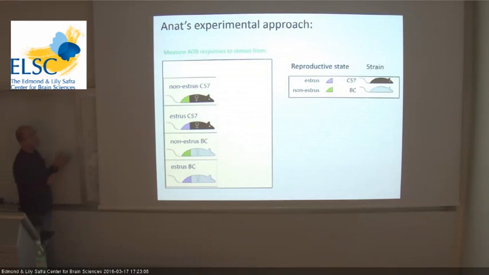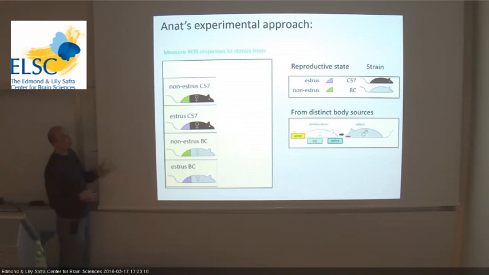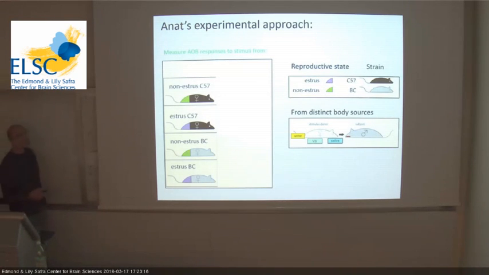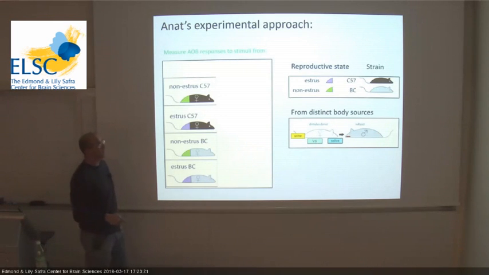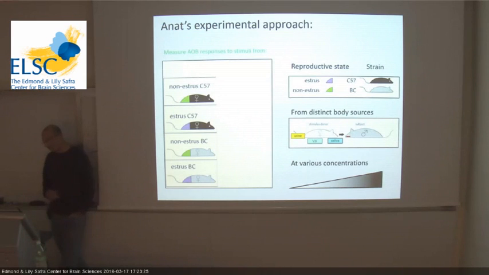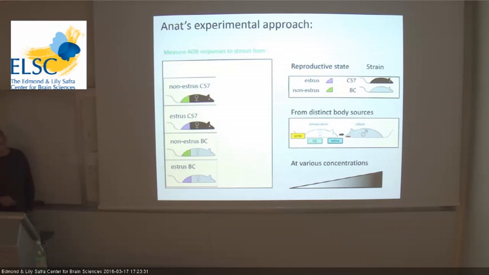And we're going to look at the reproductive state. We're going to look at the strain. Another thing that Anat was looking at is different body secretions, which I just mentioned. Not only urine, which is a very commonly studied source, but also vaginal secretions and saliva, which may also provide information about these traits. And in addition, we're going to look at these stimuli at different concentrations, just like in the example that I gave you before.